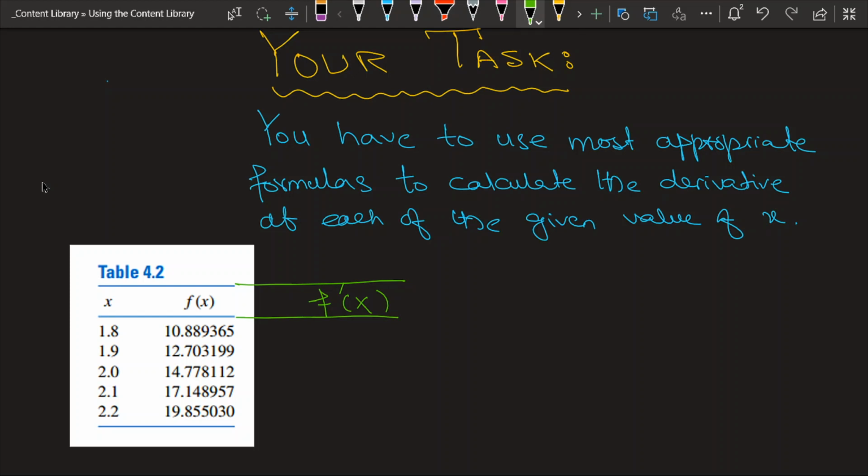and similarly you have to find the derivative at 1.9, and in this case again you have to use the most appropriate formula, then 2.0, 2.1 and 2.2. So you have to construct this table and you should come up with the solution in the next class. Okay, thank you so much.